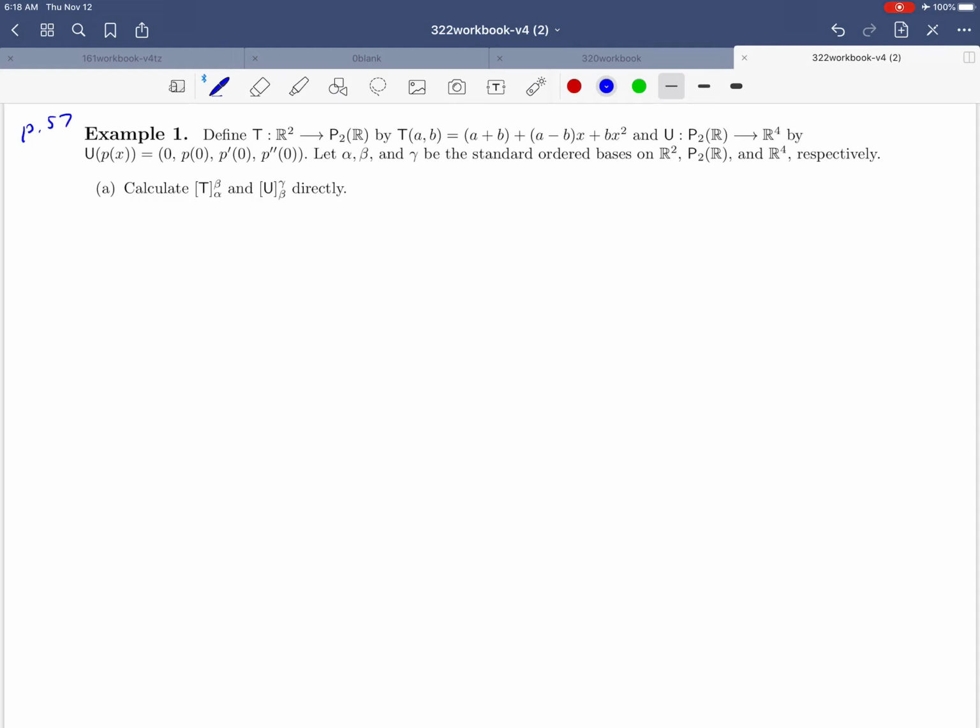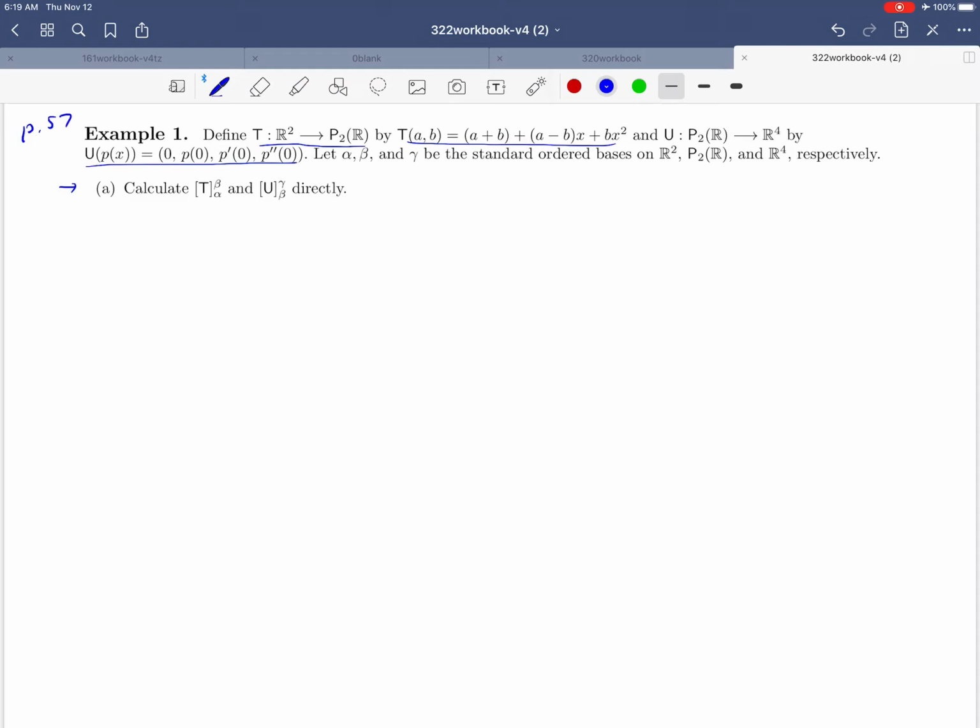Define T going from R2 to P2(R) by this formula, and U going from P2(R) to R4 by this formula. To keep it simple, we'll let alpha, beta, and gamma be standard ordered bases of our three vector spaces, R2, P2(R), and R4. Part A would like us to calculate the matrices of those two linear transformations T and U separately.